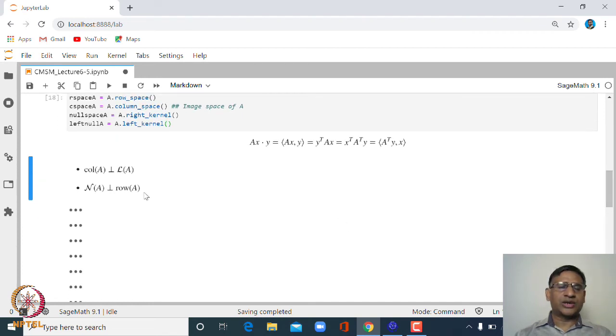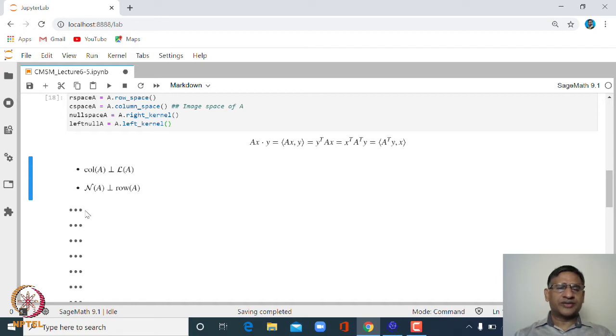The result says that if you look at the column space of A, this is going to be orthogonal to the left kernel of A. So that is the same as saying these two subspaces are orthogonal complements of each other. Similarly, the orthogonal complement of the null space of A is the row space of A. In particular, these two are orthogonal complements of each other. Okay. So how do we verify this?